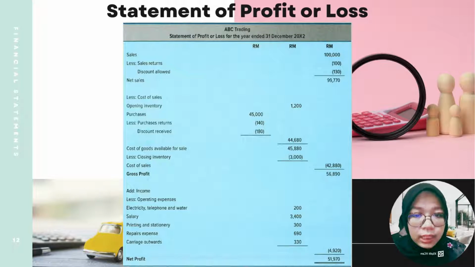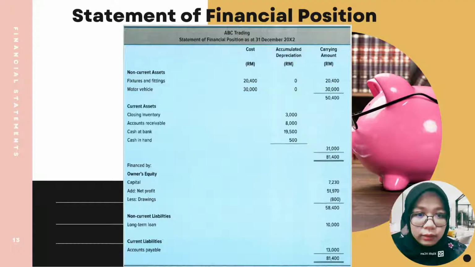From net sales minus cost of sales, you will get gross profit. Then you add the other income, if any. If none, then you deduct the operating expenses, such as electricity, telephone, and water, as in this question, salary expense, printing and stationery, repairs expense, and carriage outwards. And then you will get this net profit, to be transferred to the statement of financial position.